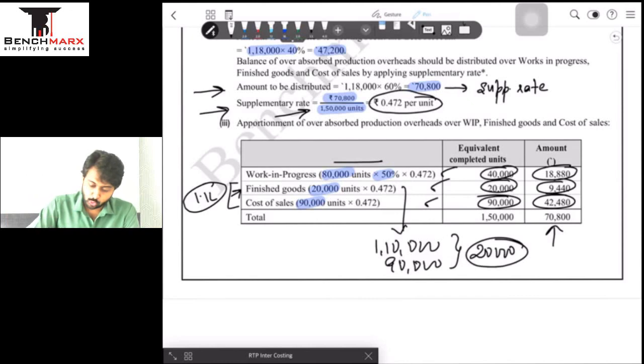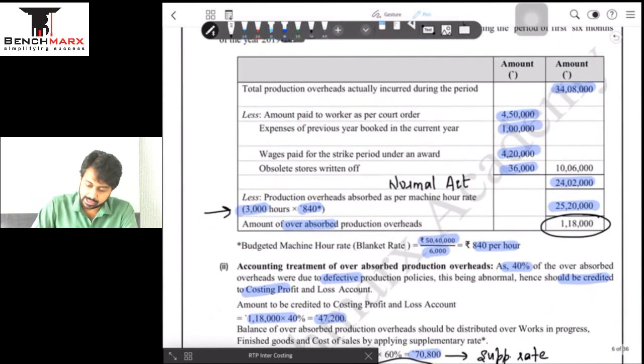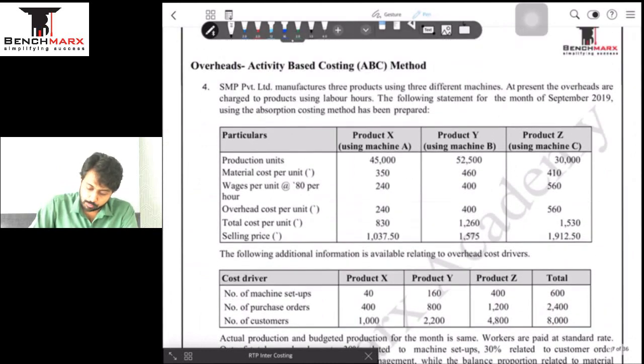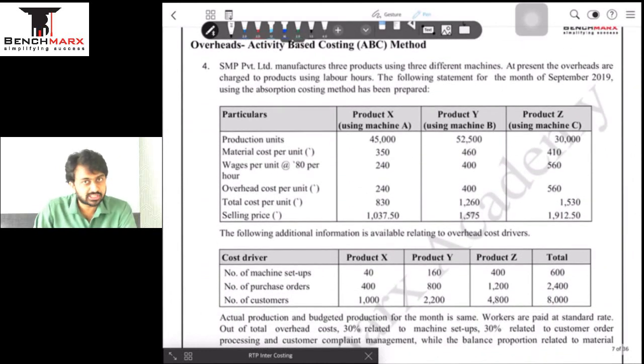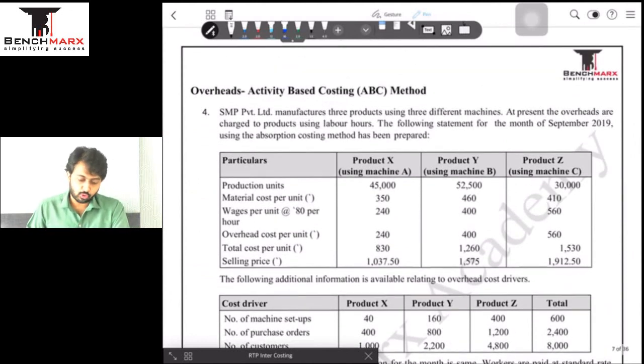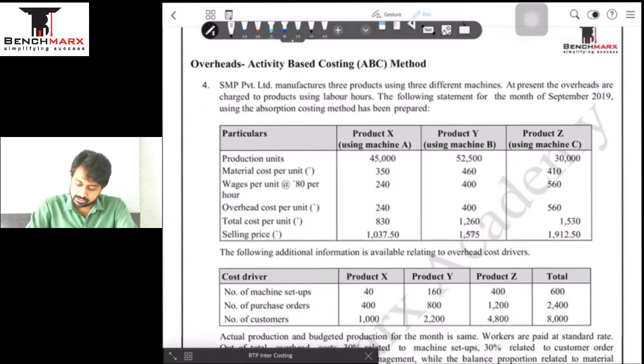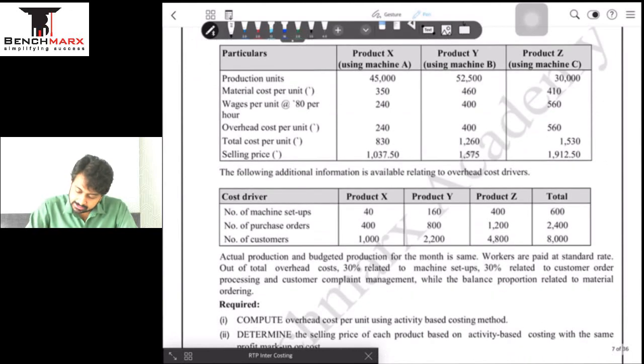ठीक है, सो क्वेश्चन 1 गॉन, क्वेश्चन 2 गॉन एंड क्वेश्चन 3 आल्सो गॉन. सो इट इज नाउ माय जॉब टू स्टार्ट क्वेश्चन नंबर 4. चालू करेंगे? यस, लेट अस स्टार्ट प्लीज. क्वेश्चन नंबर 4, आई कैन सी क्वेश्चन 4 इज ऑन एक्टिविटी बेस्ड कॉस्टिंग, अपीयर्स टू बी अ प्रीटी सिंपल क्वेश्चन.